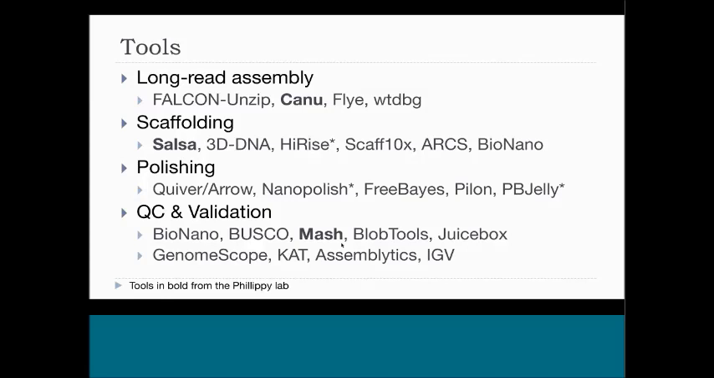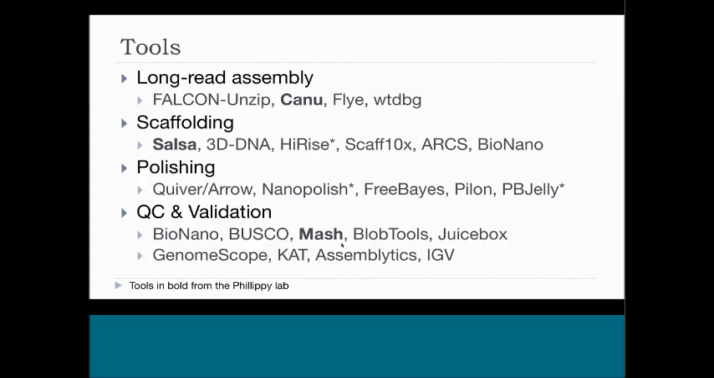There are new assemblers coming out for long reads. Flye and WTDBG are both currently available, and we're testing their abilities on these heterozygous genomes. For scaffolding, SALSA and 3D-DNA are for Hi-C scaffolding. HiRise is Dovetail's proprietary Hi-C scaffolder, which works quite well in my experience, but it's proprietary. Scaff10X and ARCS are available for 10X-based scaffolding, and BioNano has a good suite of tools for scaffolding with BioNano maps that we've had good success with.